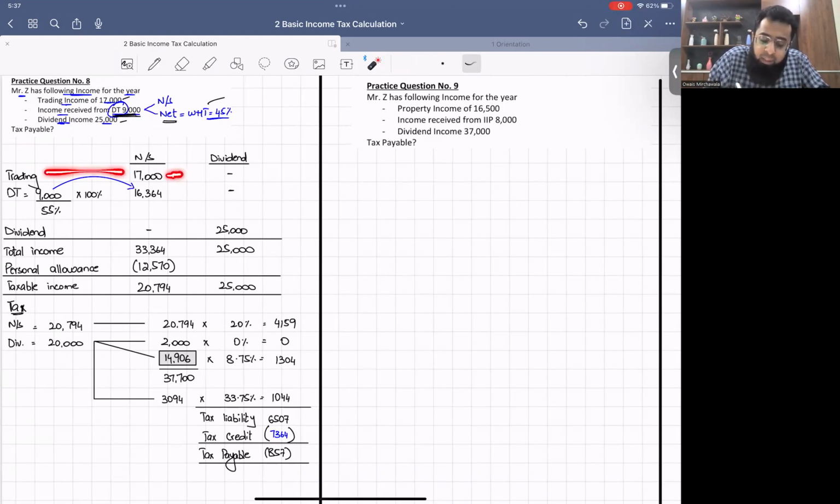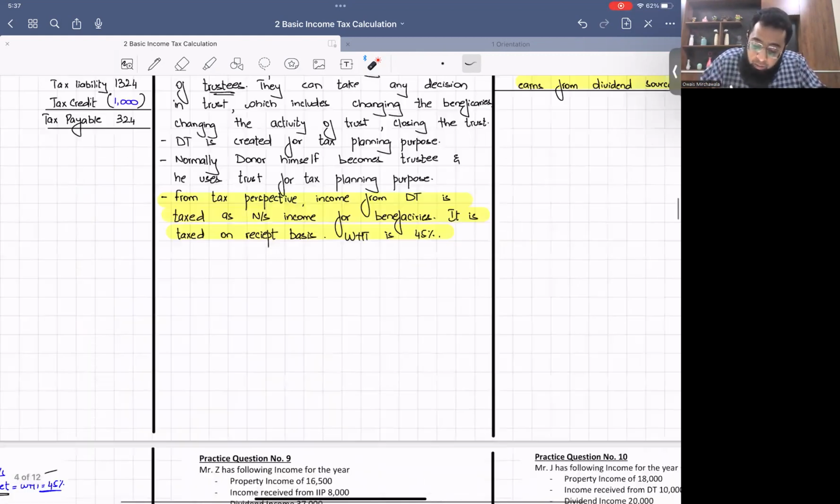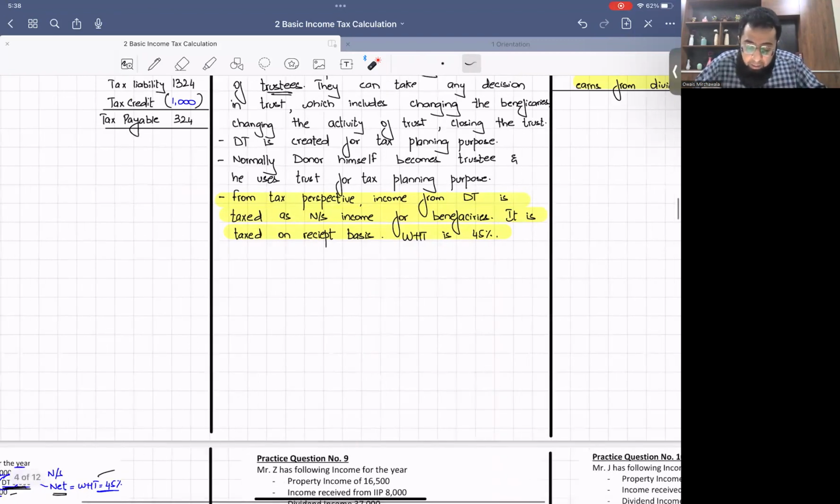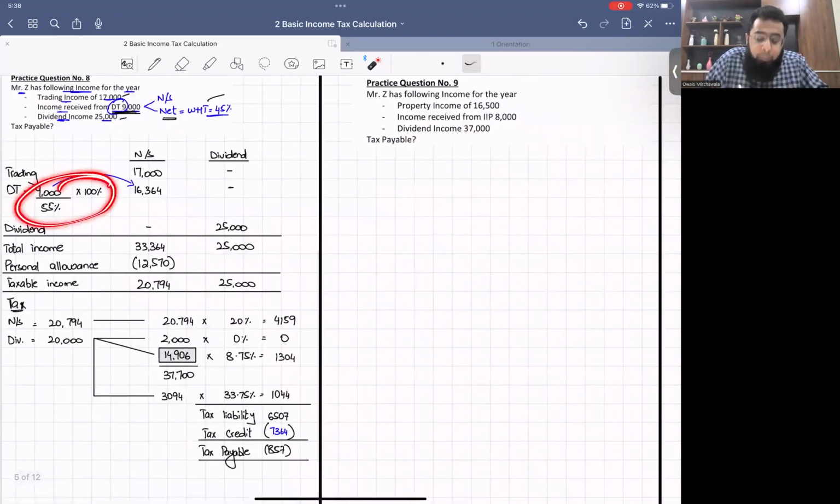Trading income 17,000 goes in non-saving. Nothing new in it. Discretionary trust 9,000. See, we studied that from a tax perspective, income from a discretionary trust is taxed as non-saving income. Withholding tax, the advance tax, is 45%. So divided by 55, multiplied by 100.